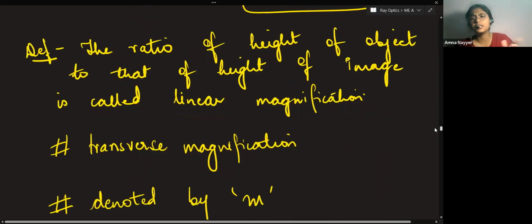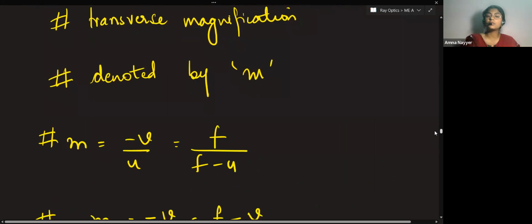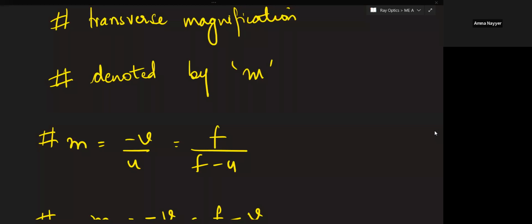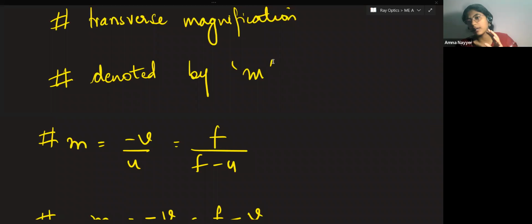So this is the definition. Ratio of height of image to that of height of object is called linear magnification. This is also known as transverse magnification and is denoted by small m. So if somehow in your exam, instead of the term linear magnification, transverse magnification is used, do not get confused. Even if transverse magnification is used, it means linear magnification.